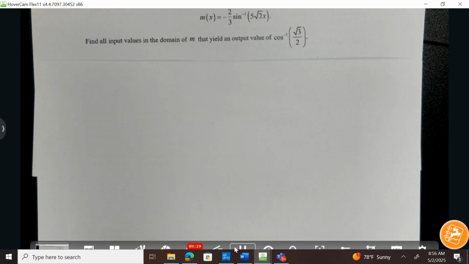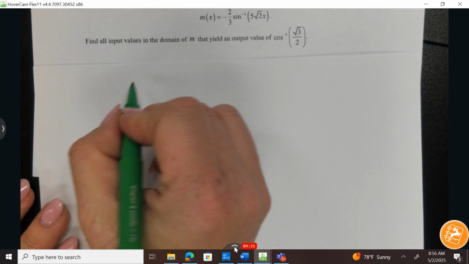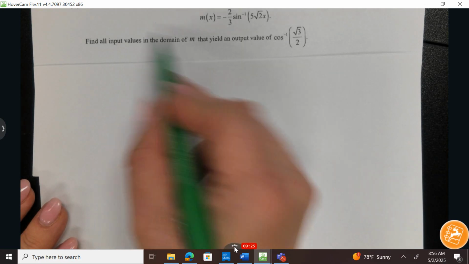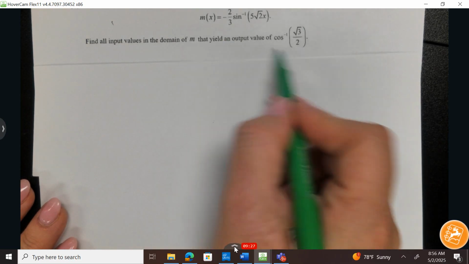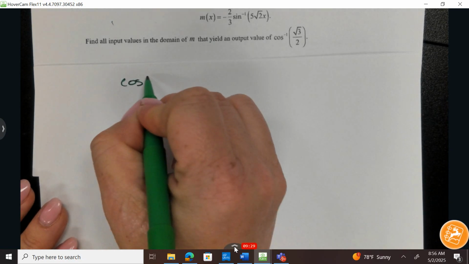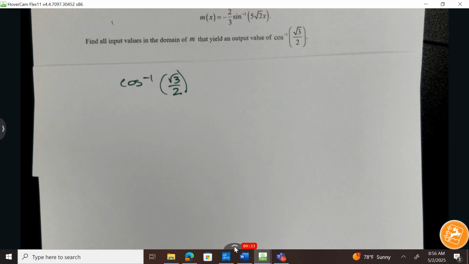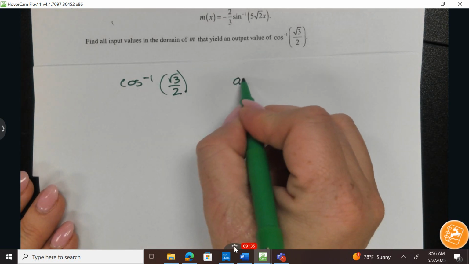All right, let's go on to this last one. So for this very last one, I want to find all input values of the function m of x that give me an output value. Well, remember that we got to think about what is this. So a couple things to think about.